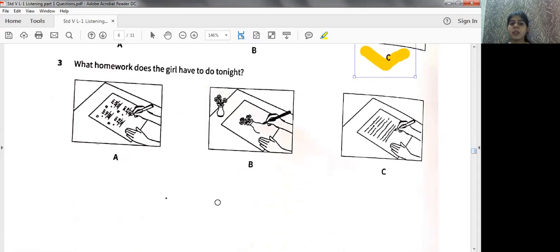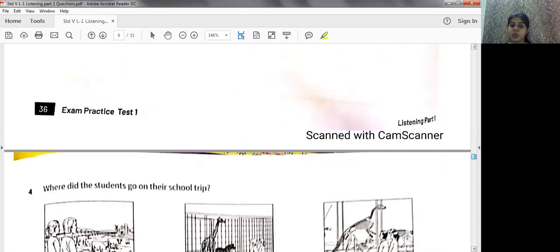Next, what homework does the girl have to do tonight? She starts with the vase making, but then she says that it is later on. Then she talks about math, and even that has to be given, but there is time for it. And then she says that this evening she has to complete her essay. So this evening and tonight is one and the same thing, students. So you're going to put a tick on C. That's the correct option. I hope that you all are getting the correct option, students.